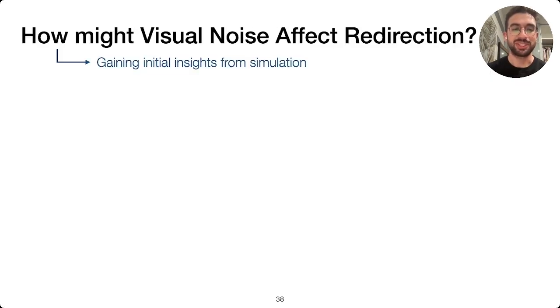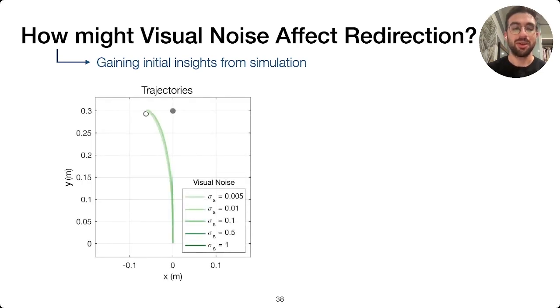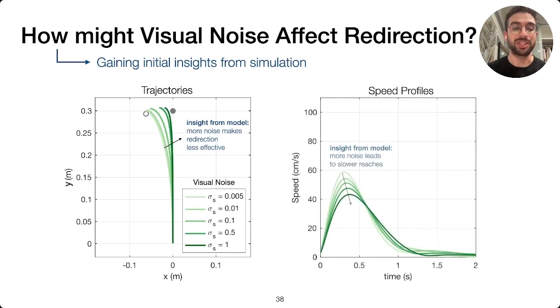Beyond replicating real-world data, one of the biggest values of a simulation is the ability to gain insights about your system without having to run real-world experiments. In this case, we were curious about how visual noise might affect redirection. And we found that when simulating redirection, more noise tended to cause the hand to be redirected less, as well as lead to slower reaches.